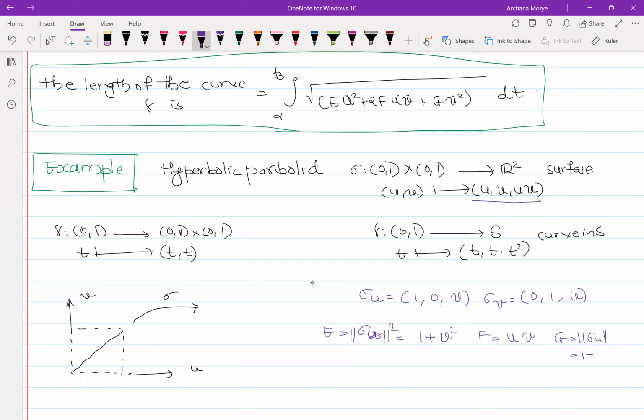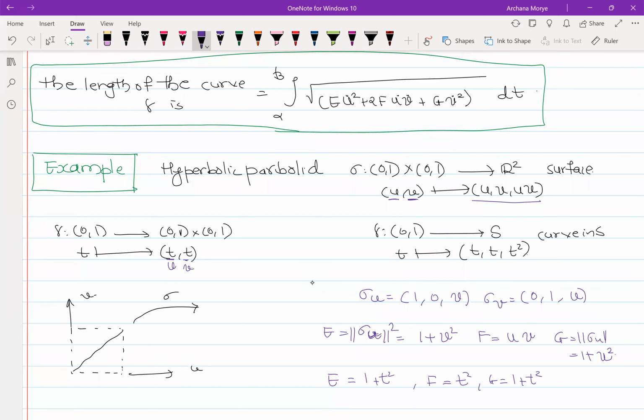That is correct. Good, Sumi. 1 plus u square, right? So now we need to find it at the point (t, t square). So what is our E? E is 1 plus V square, where V is t square here, so it is 1 plus t square, sorry. I'm sorry, okay. See, this u and v are coming from here, not from here. So this is my u actually, and this is my v. So it is (t, t). So you will get E equal to 1 plus t square. F is t square and G is 1 plus t square.